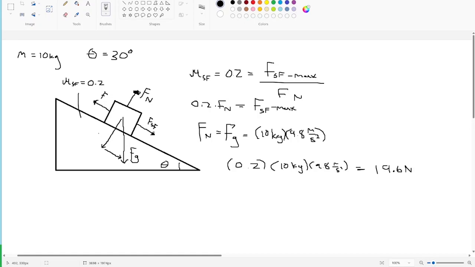So the forces that we apply in this direction are going to be force of gravity in the y direction. And then in this direction, we also have force of gravity x. This angle right here is going to be the same angle as this one down here. And this is how we will be able to derive this. So let's see.